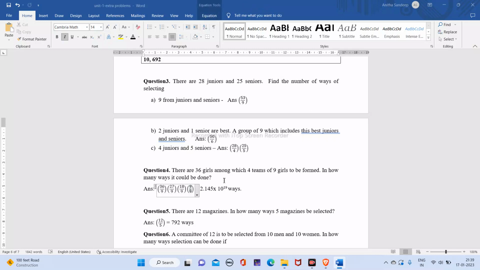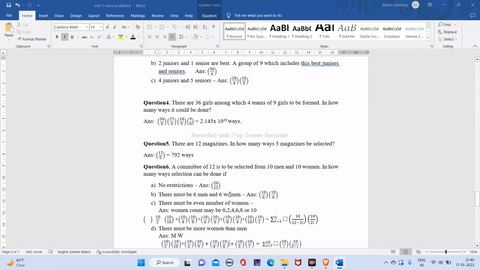Next question, there are 36 girls among which 4 teams of 9 girls are to be formed. How many ways could it be done? So the first team of 9 could be done in 36 choose 9 ways, and the next team can be formed from the remaining 27. We have to select 9, so 27 choose 9, and the next team from the remaining 18 I have to take 9, so it is 18C9, and the remaining 9 choose 9. So it is 2.145 into 10 to the power of 19 different ways to do it.